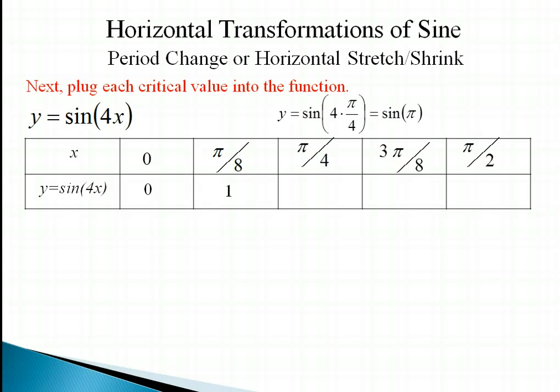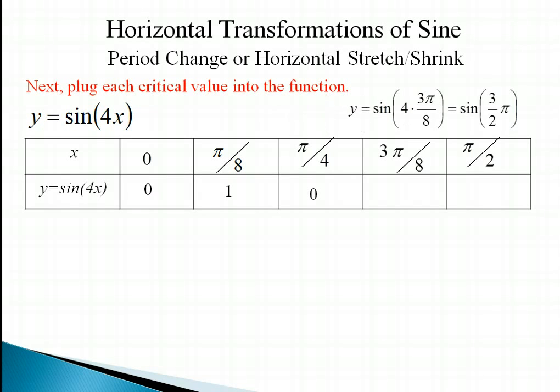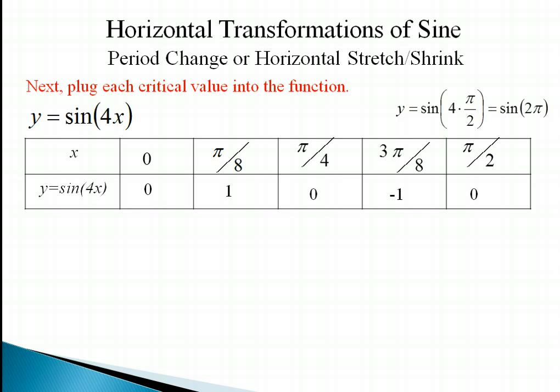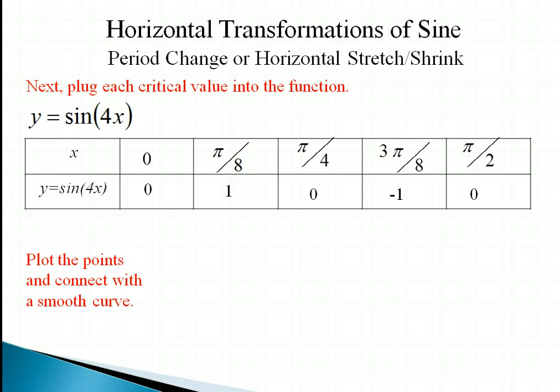Alright, with pi over 4, it simplifies down to sine of pi. Sine of pi is 0. Let's try 3 pi over 8. You end up with 3 pi over 2, sine of that, -1. At pi over 2, you get back to 2 pi, so your sine is 0. Okay, so now what you can do is plot your points and connect with a smooth curve.